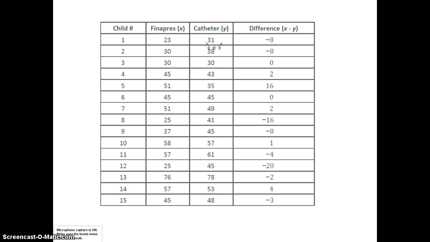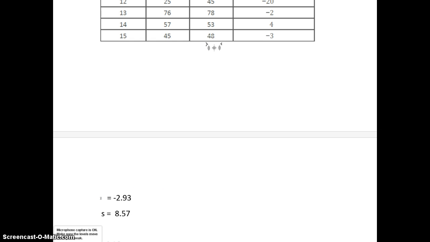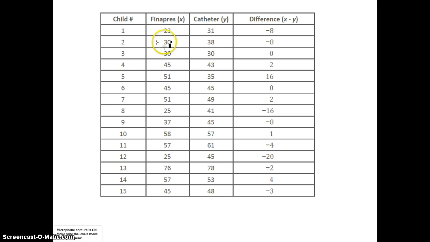The next thing we're going to do is take that information and put it into the TI, not the Finnepress data, not the catheter data, but the differences of the two measurements. We're going to put it into our TI in a list. Then we're going to do one var stats, and we're going to get X bar and S. So here, X bar is negative 2.93. That's using one var stats. S, the sample standard deviation, is 8.57.